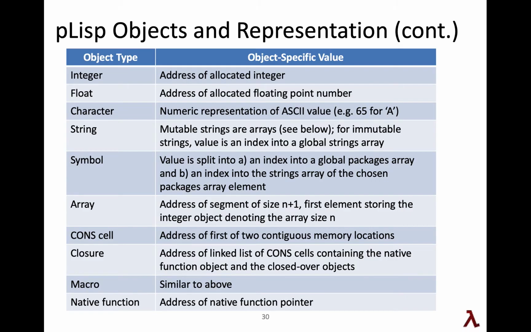And for cons cells, the object specific part stores the address of the first of the two contiguous memory locations. And when it comes to closures, you store the address of the linked list of cons cells that contain the native function object and the closed over objects. And macros are similar in implementation to closures. And for native functions, the object specific value stores the address of the native function pointer.